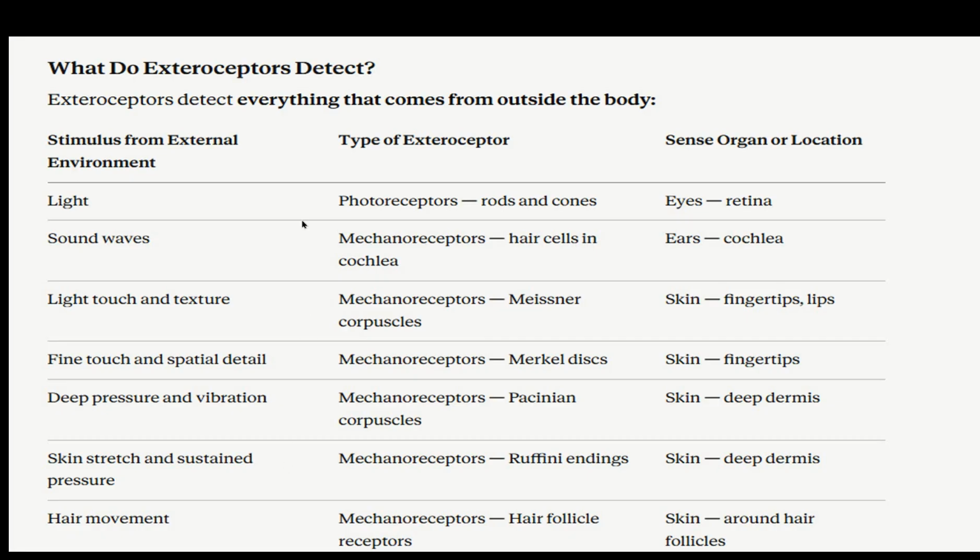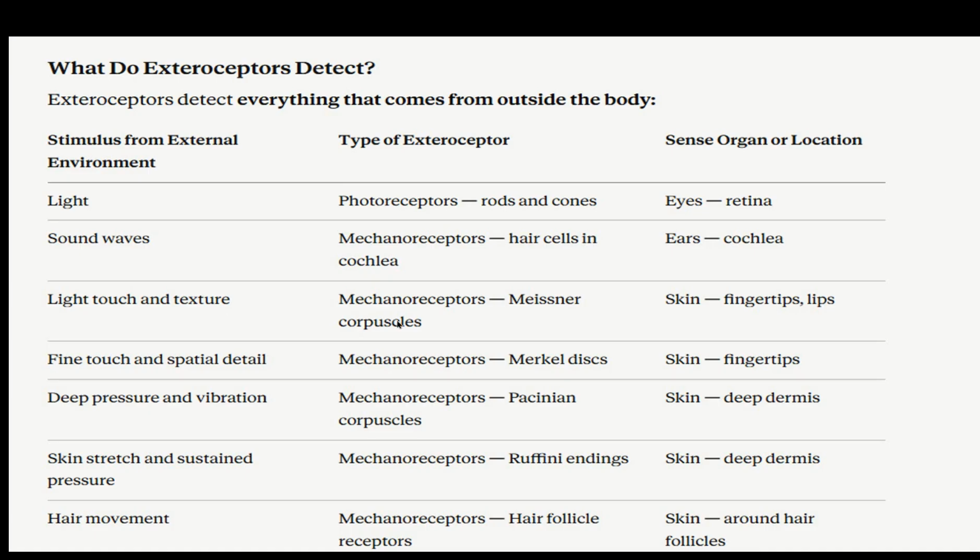Okay, so I have created one table where the first column tells us the stimulus from the external environment, the second column is for the type of exteroceptors, and the third is for sense organ and location. So let's go one by one. First is light. For light we have photoreceptors, rods and cones. Sense organ is eye, retina. For sound waves, mechanoreceptors, hair cells in the cochlea, ears and cochlea.